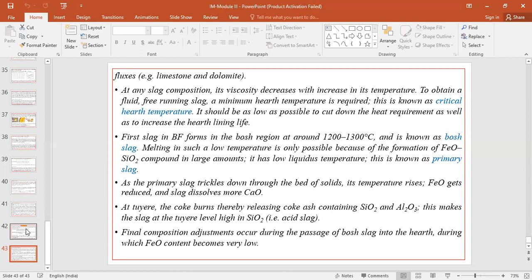As the primary slag trickles down through the bed of solids, the temperature rises, FeO gets reduced and the slag dissolves more CaO. At the tuyeres, the coke burns, thereby releasing coke ash containing SiO2 and Al2O3. This makes the slag at the tuyere level high in SiO2. Final composition adjustment occurs during the passage of Bosh slag into the hearth, during which FeO content becomes very low. So the final adjustments basically take place in the hearth part of the blast furnace. This is all about these reactions in the blast furnace and the products that are formed in the blast furnace. In the next class, we will discuss some other aspects.